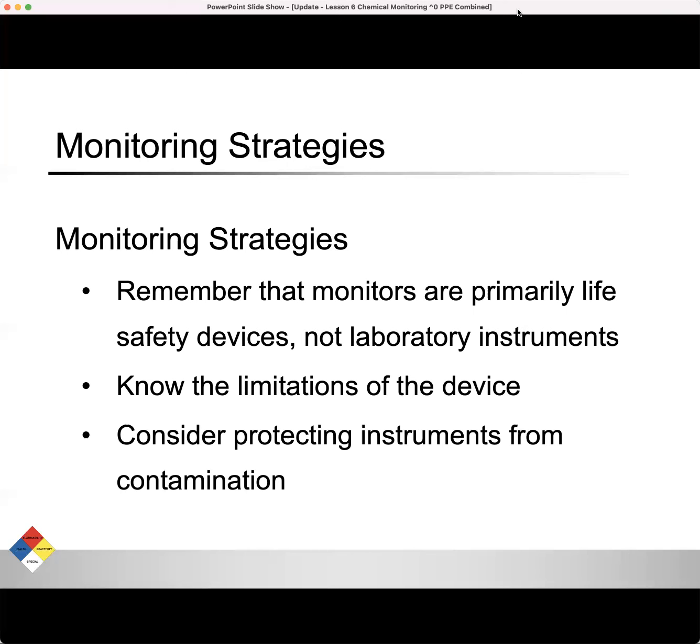Know the limitations of your device, like the PID. It's a very, very useful instrument. You just got to know how to use it. And also consider protecting instruments from contamination. If you're monitoring and a chemical splashes on it, now that monitor, even though it might be cleaned up, you got to decon it before you can use it again. And it may give you false readings. It's no longer useful. Make sure you're protecting your monitors.